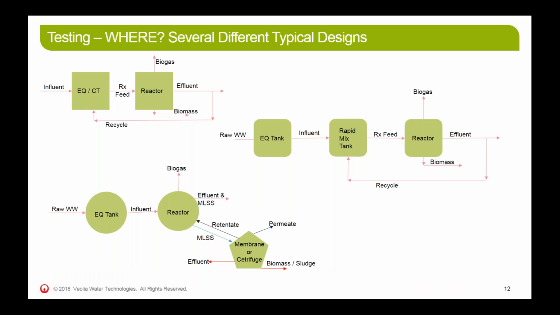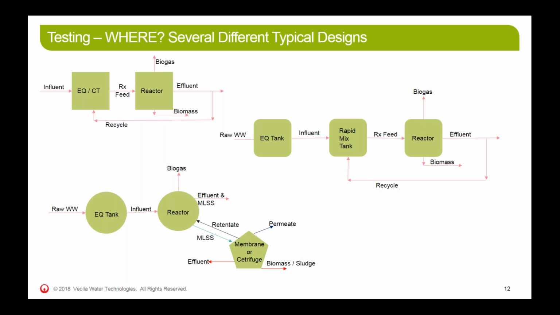So we're all on the same page, and we're all talking about where samples are taken to do this testing, let's look at several different designs. Now, some of you that have our first generation EGSB and UASB systems, if you look up in the upper left-hand corner of this slide, the influent goes into an equalization or conditioning tank, depending on what you called it. Then it was fed into the reactor, and the effluent recycle went back to the EQ tank, conditioning tank. Biogas and sludge obviously came off the reactor.